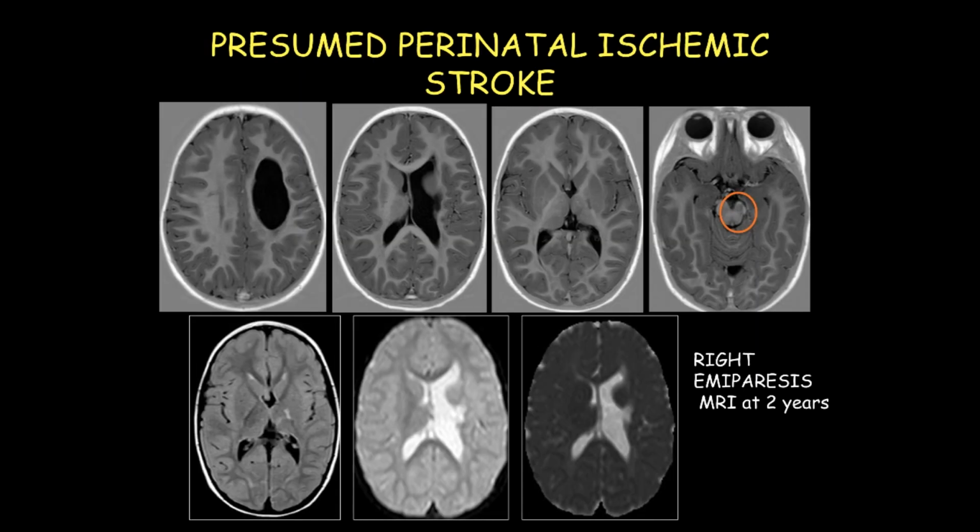Finally, we have arrived at the presumed perinatal ischemic stroke. That is a very interesting case. In particular, we talk about "presumed" because there are children, in this case a child, arriving with hemiparesis or hemiplegia. In this case, this is a child of 2 years old arriving with right hemiparesis.